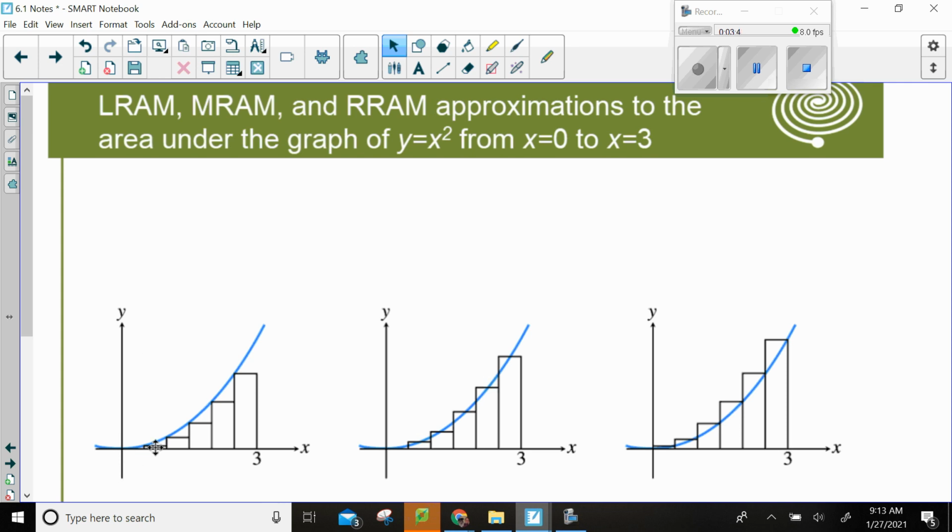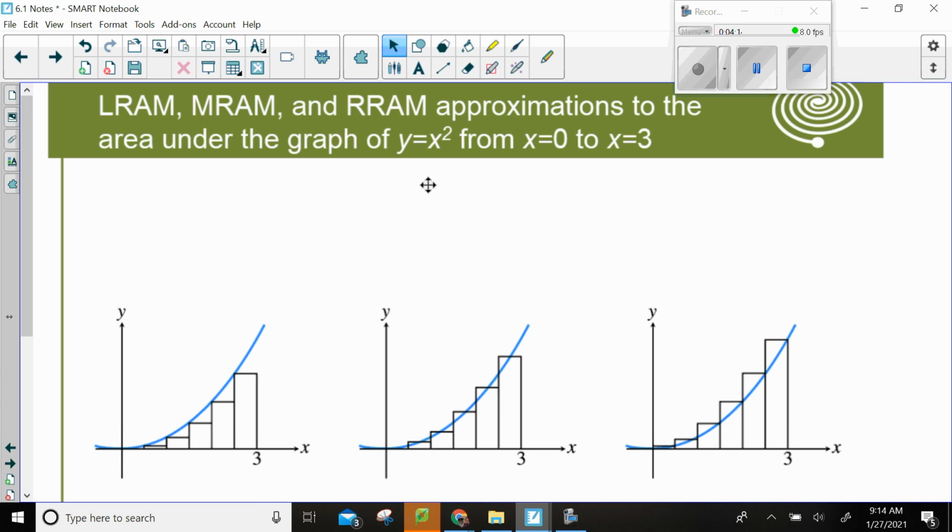Okay, so on this one, this is going to be LRAM. The height of that first rectangle is at 0. And then we have the width here. It looks like 1, 2, 3, 4, 5, 6. Looks like the width is all 1/2 here. And then the next one is going to be MRAM. So on each interval, we find the midpoint of the interval, and we're using that as the height of the rectangle. Our width is still whatever the width was determined to be.